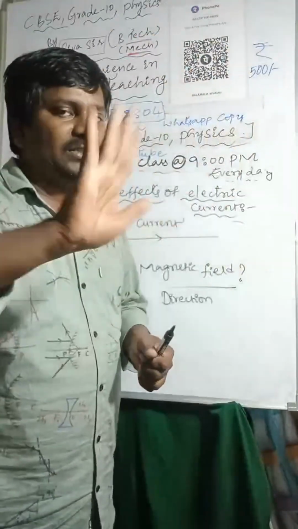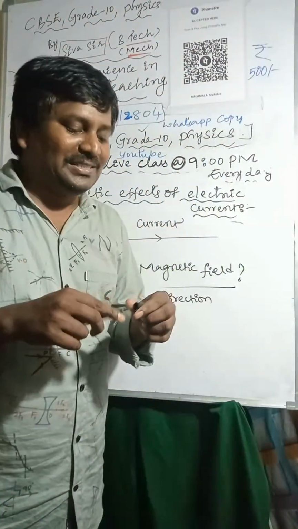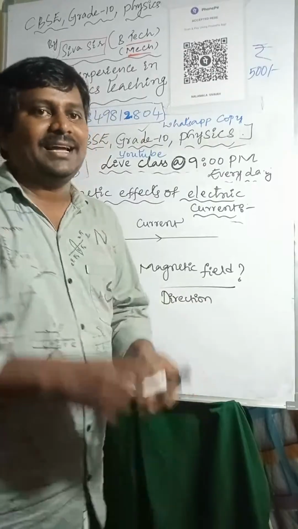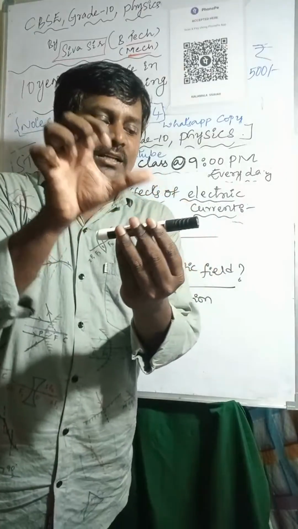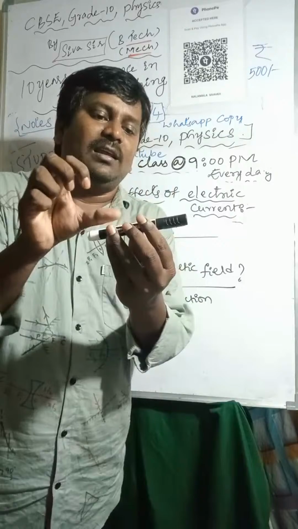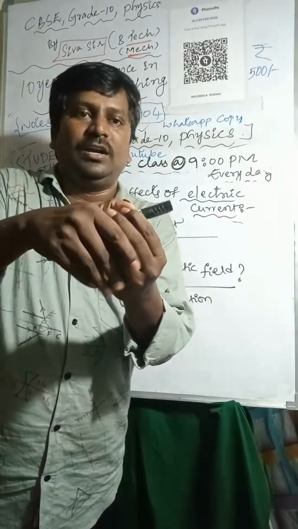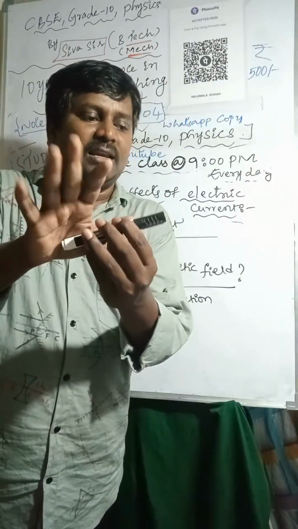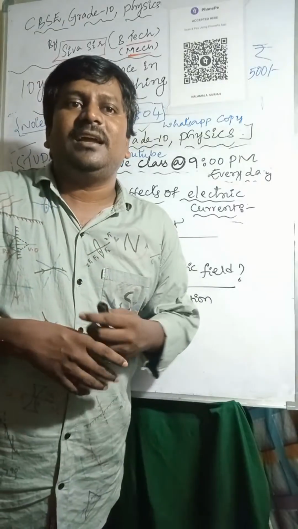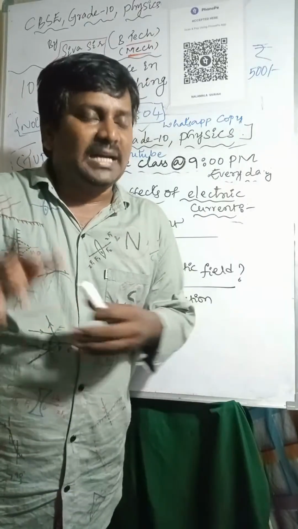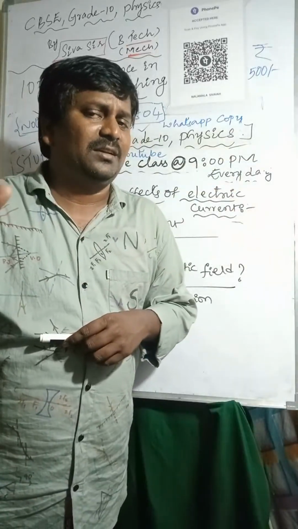So you can see my hand. No magic, only rules. If you take the conductor, I'm taking the thumb along this direction. The thumb shows the current direction. The curly, folding fingers show the magnetic field direction. Okay, so if the current is passing in the conductor, understood? Very good, excellent.